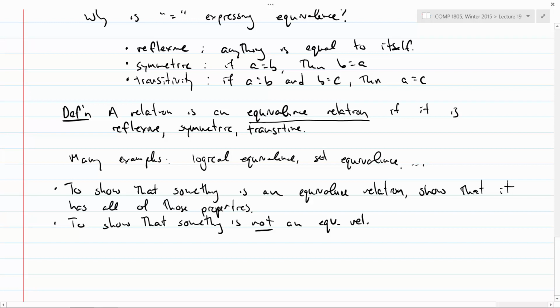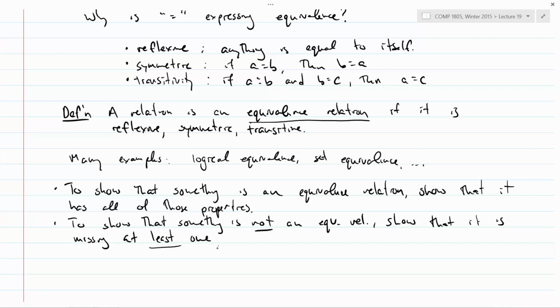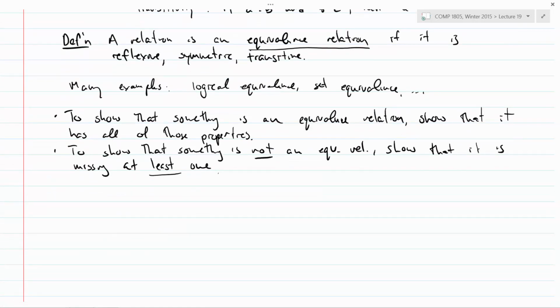I'll just abbreviate that to EQV rel. Show that it is missing at least one. Right? It could be missing more than one, but you need to show that it's missing at least one. Okay? So when I ask these questions, this is what I'm asking you to do. All right, so let's see some examples of determining if things are equivalence relations.